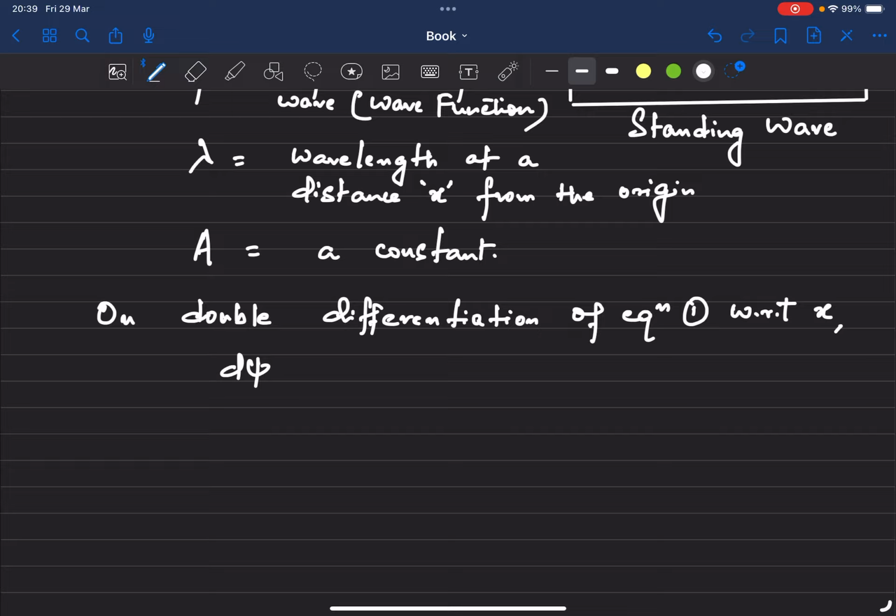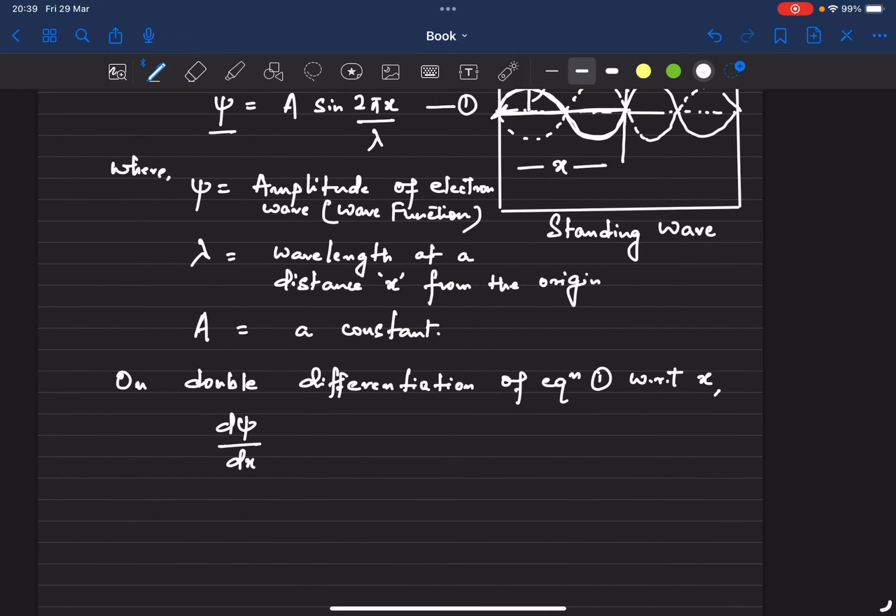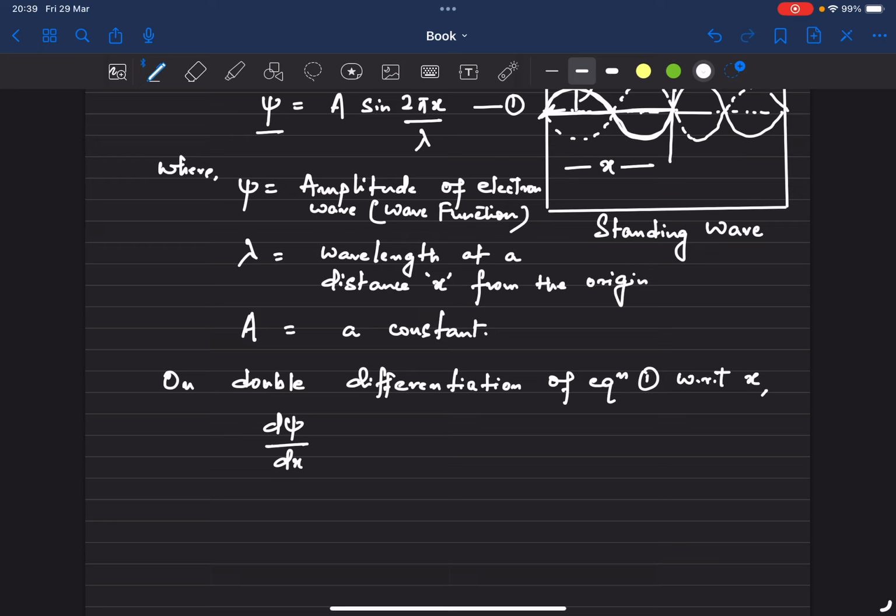So d psi by dx: our equation was psi equals a sine 2 pi x by lambda. So we differentiate psi with respect to x, and we get a into 2 pi by lambda into, since the differentiation of sine theta is cos theta, cos 2 pi x by lambda.